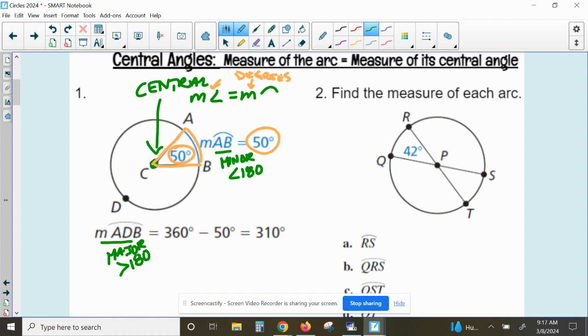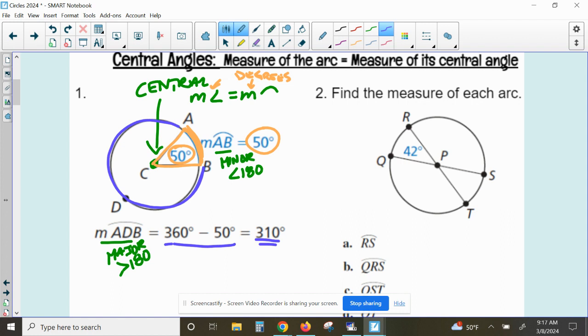So when we look at this picture, if we knew this piece right here was 50, then how much is it going to be to go around the rest of the circle? How do we figure that out? Yeah, we're going to take 360 minus that 50, remember? And that's what they're showing you down here, because we know that all the way around a whole circle has to be 360 degrees. So they're giving you the measure of that major arc as 310. And that problem is just a little bit of memory refresh. Do we have any questions on that?